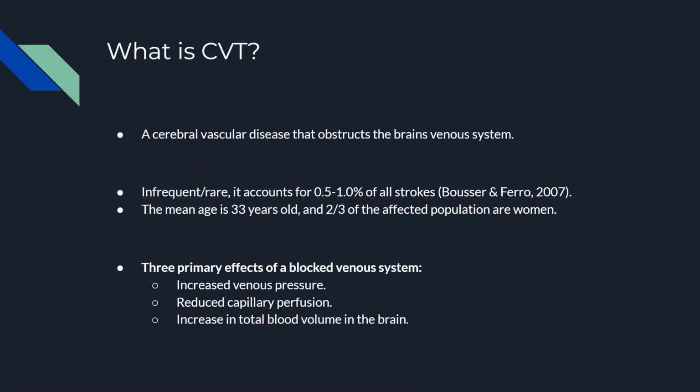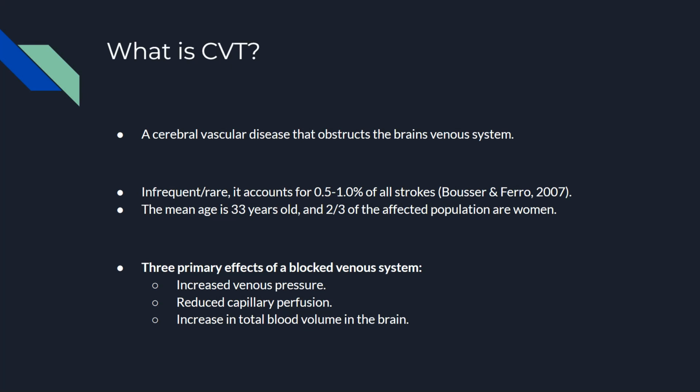CVT is a cerebral vascular disease that involves a complete or partial occlusion of the brain's venous system. It is an infrequent cause of stroke in the younger population, accounting for only 0.5 to 1% of all strokes. The mean age of the patients is around 33 years old, and 2/3 of the population are women.